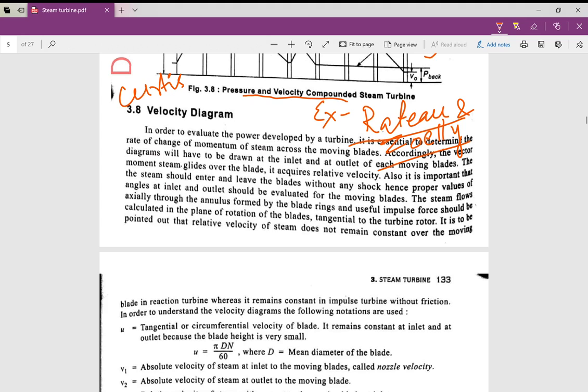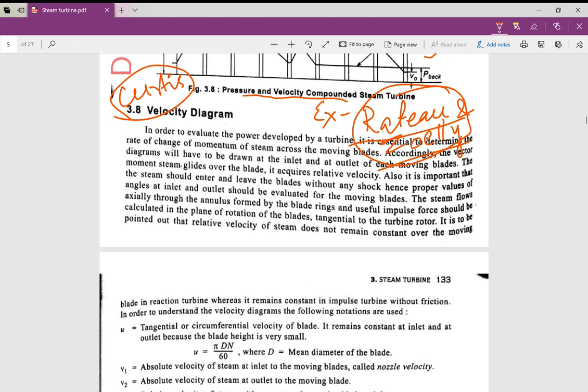Right? Efficiency of the reactive and Joule turbine is greater than the Curtis turbine. So you should remember, the efficiency of the reactive and Joule turbine is more than the efficiency of velocity compounding, that is the Curtis turbine. So now let us start with the velocity triangle.